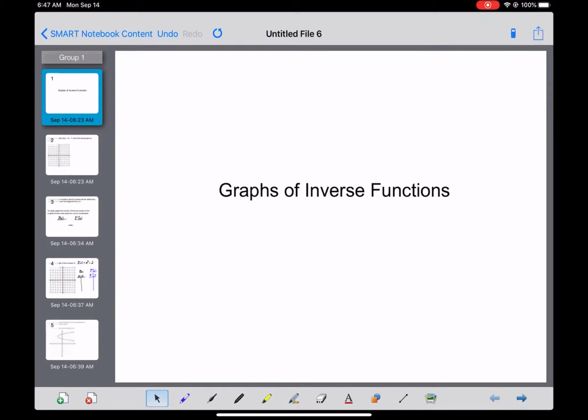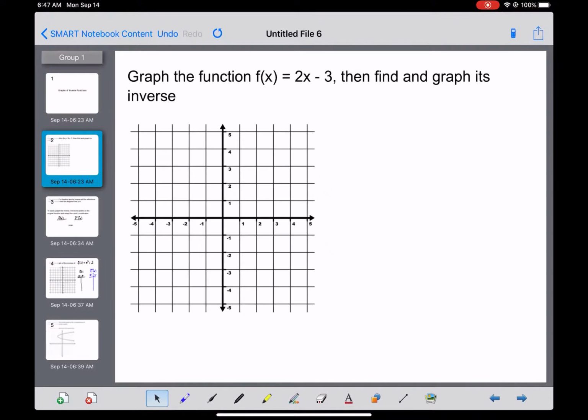Today we're going to be looking at graphs of inverse functions. So last week we studied how to find inverse functions. This week we're going to be looking at what their graphs look like, specifically in comparison to the original function. So let's just start with a pretty simple example.